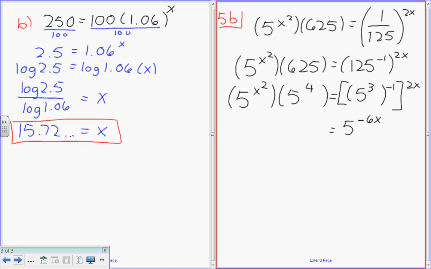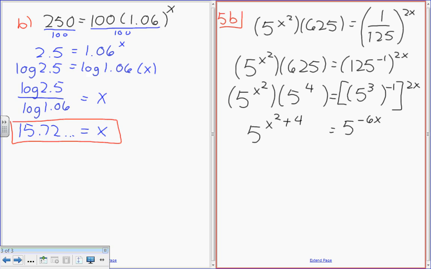Riley, can you be brave, please, and simplify the left-hand side? It's going to be 5x plus 4. Close. X squared plus 4, but yes. Now, why do we have to do that? Why do I have to do that left-hand side part? You can't drop the bases until you have one 5 on the left, one 5 on the right. Or one number on the left, one number on the right.